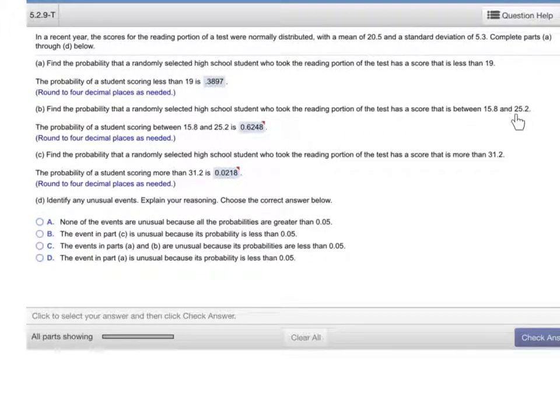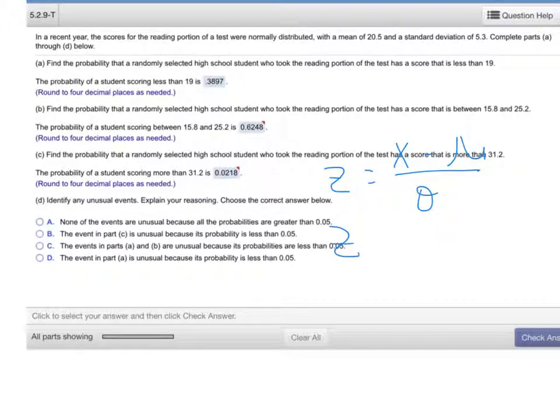between these two scores. Well, you need to find the z-scores, and the old-fashioned way is to use the table. You can also use a calculator, which would make short work of this. But if we go the old-fashioned way, let's find the z-scores. The z-score equals the score you have minus the mean, over the standard deviation.